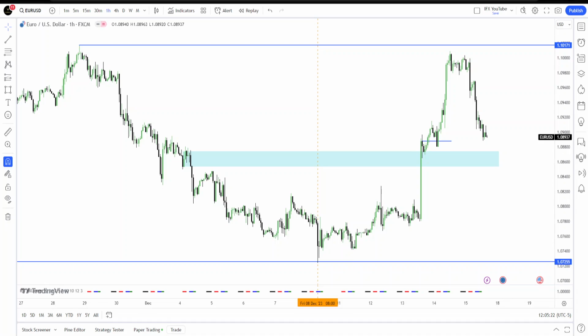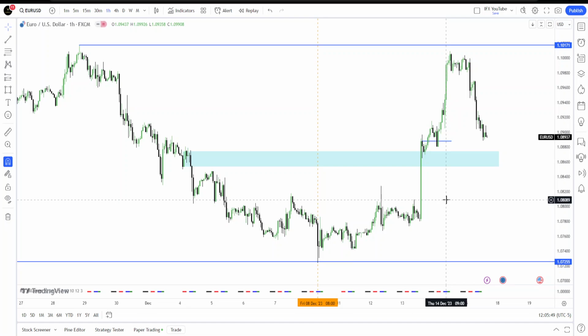The next one is reclaimed blocks. I'm not going in any order, by the way. I'm just reading out what I have here. So the next one is reclaimed blocks. Like I just showed you here, I don't just enter off a reclaimed block randomly. I wait for a PD array to form, maybe an order block, maybe a fair value gap, whatever it is, and then I look to trade off that.